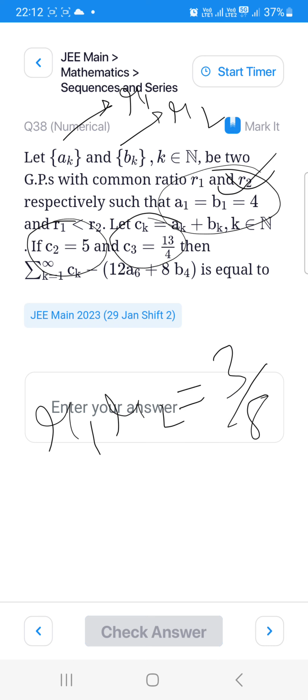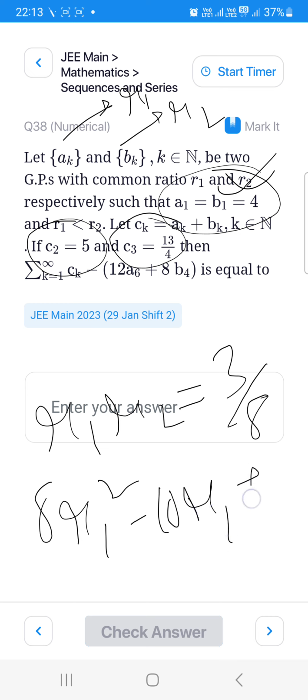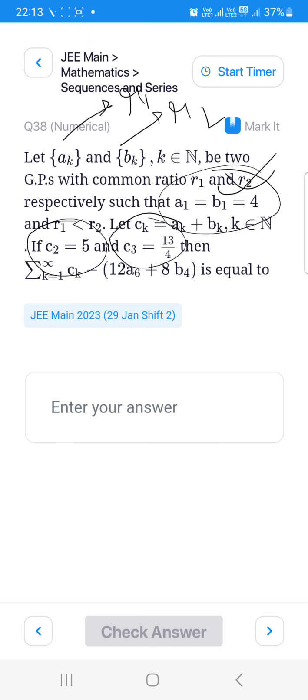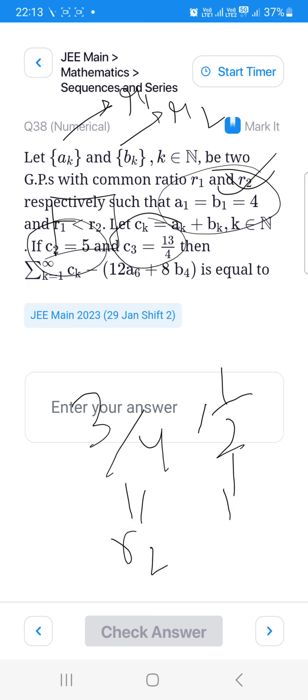That means the quadratic will be formed: r square minus 5 by 4 r plus 3 by 8 equals 0. So 8 r square minus 10 r plus 3 equals 0. That means this can be broken into 6 and 4. So the two roots come out to be 3 by 4 and 1 by 2. Now which will be r1 and which will be r2? For that, the information is given: r1 is less than r2. That means 3 by 4 is r2 and 1 by 2 is r1. So we have gotten everything.